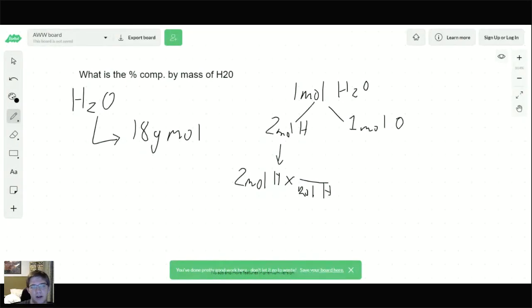If we look on the periodic table, we can see that if we look at hydrogen, right under the hydrogen, we see 1.008. That is the molar mass. Perfect.